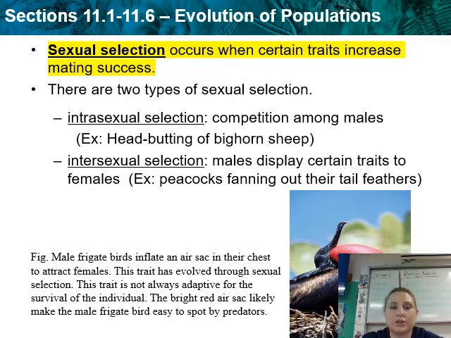And then intersexual, okay? Males will display certain traits to females to try and impress them, with colorations, dances, all sorts of different things, okay? So intrasexual is a competition among males to find mates, and intersexual is males displaying specific traits to those females to find a mate.